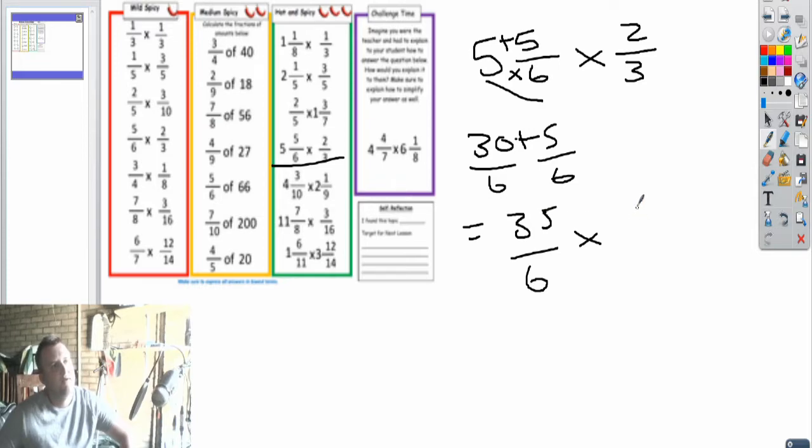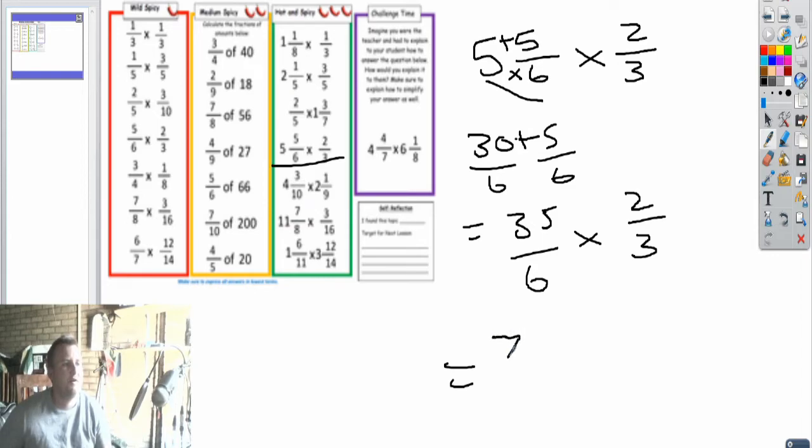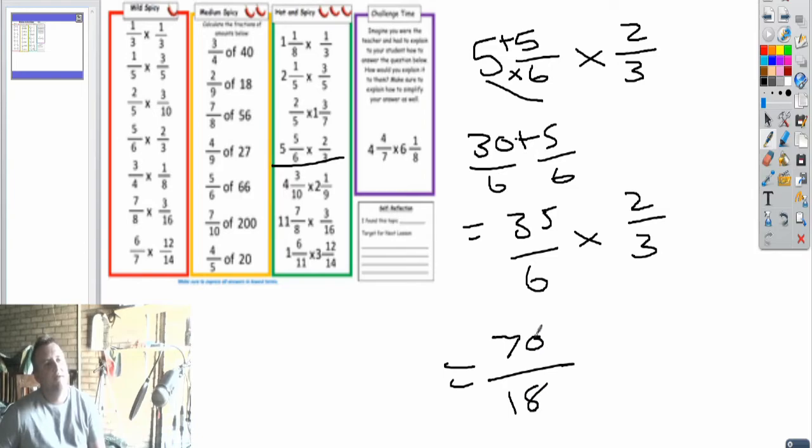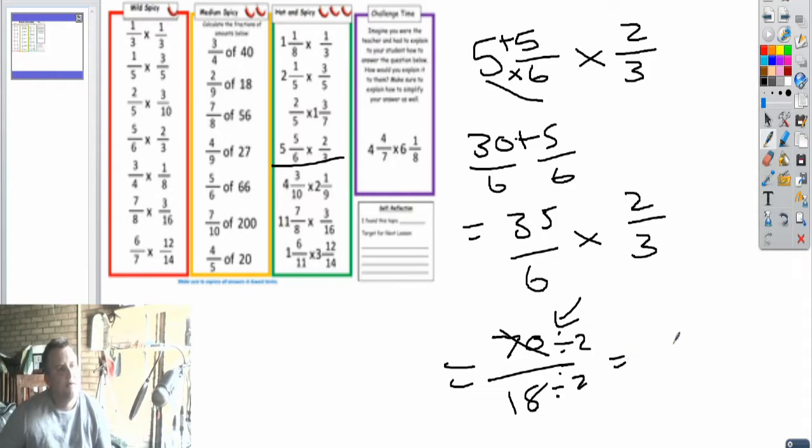Multiplied by 2 over 3. Oh, this is a long one. It's not that bad actually, because I need to double 35, which is 70, and then 6 times 3 is 18. The number is top heavy, which means it's an improper fraction. So I'm actually going to simplify this before I change it. The reason is that I know both numbers are divisible by 2. 70 divided by 2 is 35. 18 divided by 2 is 9. And now it makes it a little bit easier for me to change it back into a mixed number.